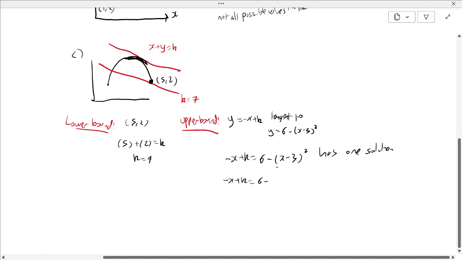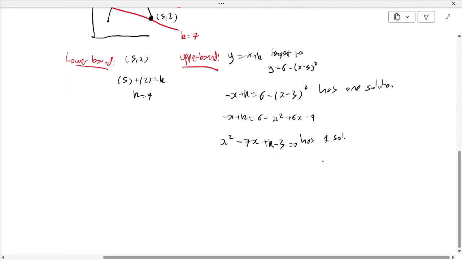Let's expand this all out. So that's going to be -x², this will be -6x, so plus 6x, and that'll be plus 9, so take away 9. Has only one solution. x², let's add it all over. Take away 7x. That's -3 here, so plus k. Take away 3 has only one solution. So equals 0, has only one solution. So we can use the fact that the discriminant is equal to 0.